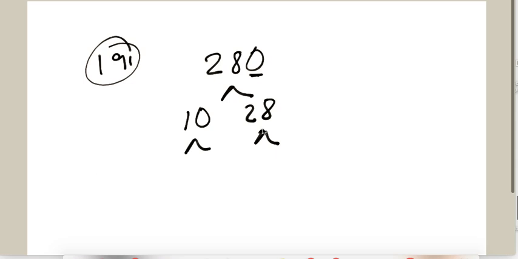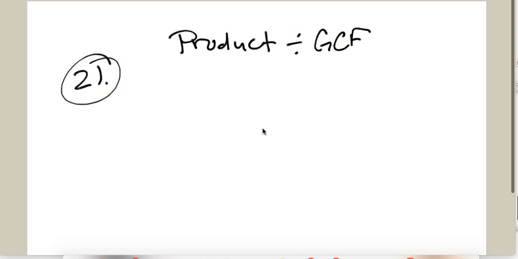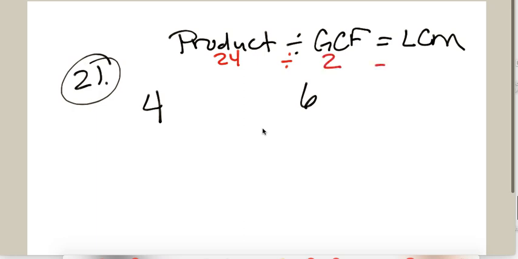Now I'm on 21. Remember, for this, I gave you the formula. It's always the product of the two numbers divided by the greatest common factor, and it will equal the least common multiple. So they gave you 4 and 6. Well, I know the product of these two numbers would be 24. What would be the greatest common factor? Well, I know that 2 goes into both of them, so that's the greatest common factor. I divide by 2, so it should equal 12. That should be my least common multiple for those two numbers, 4 and 6.